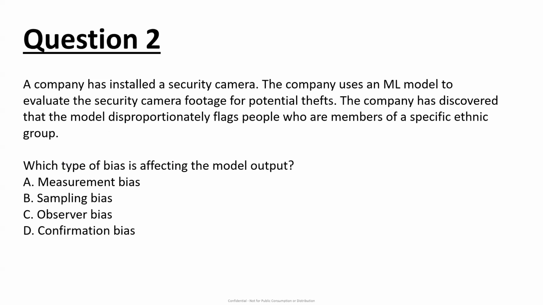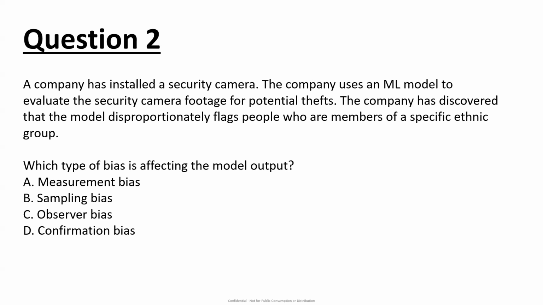Question 2. A company has installed a security camera. The company uses an ML model to evaluate the security camera footage for potential thefts. The company has discovered that the model disproportionately flags people who are members of a specific ethnic group. This is what I was discussing a few minutes back. Which type of bias is affecting the model output? It's a measurement bias, it's a sampling bias, it's an observer bias, it's a confirmation bias.